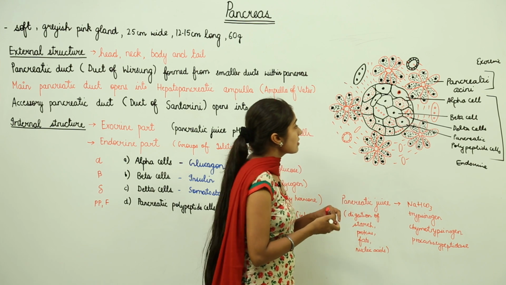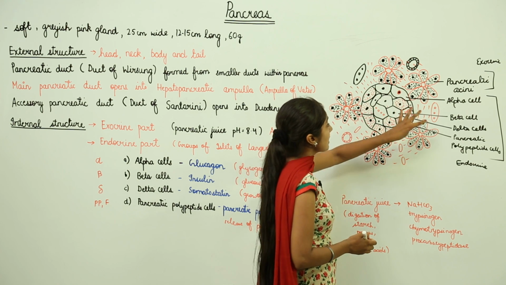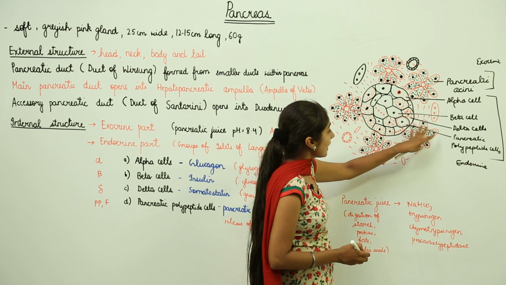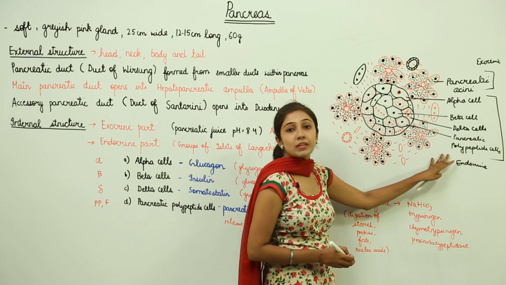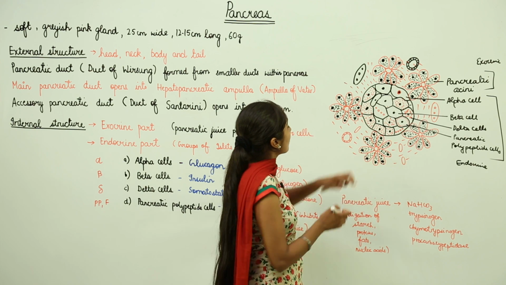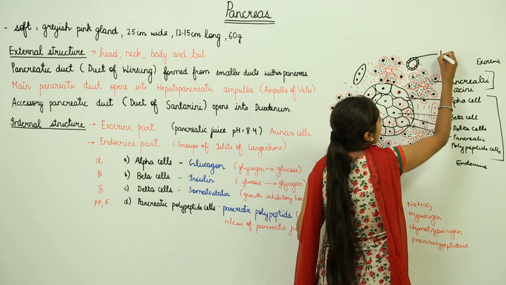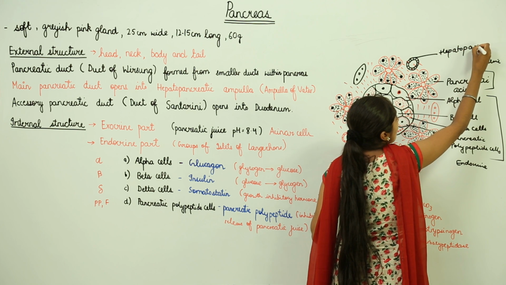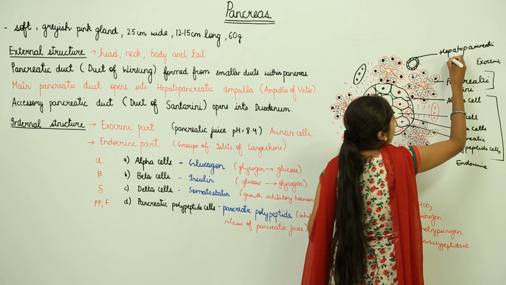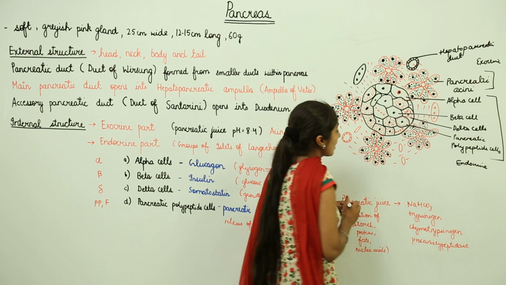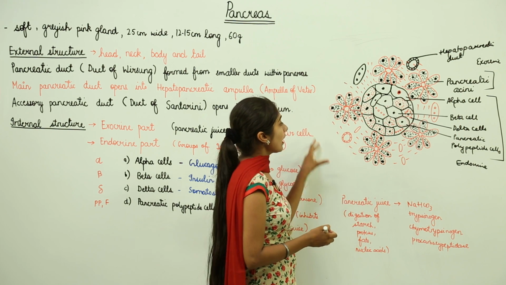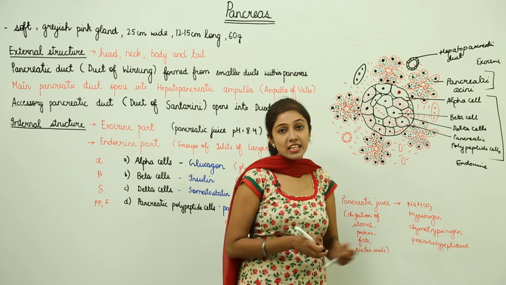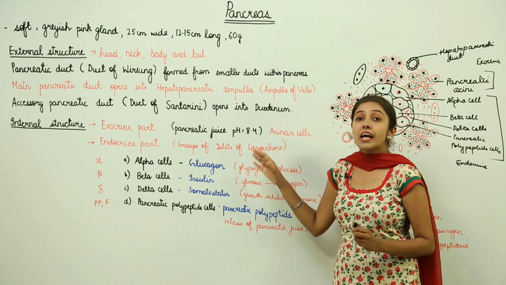Remember, alpha cells are near the periphery, beta cells are numerous in the middle part, and then we have the delta cells and the pancreatic polypeptide cells, right? So this is the hepatopancreatic duct. This is how you can show the internal structure of the pancreas based on the type of cells in the exocrine part and the endocrine part.